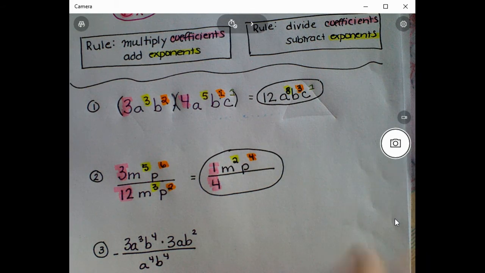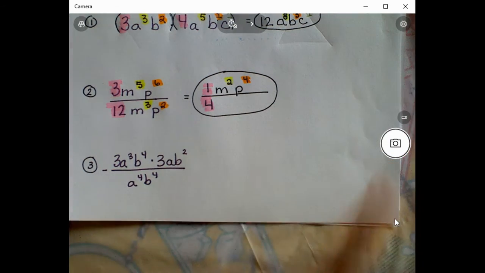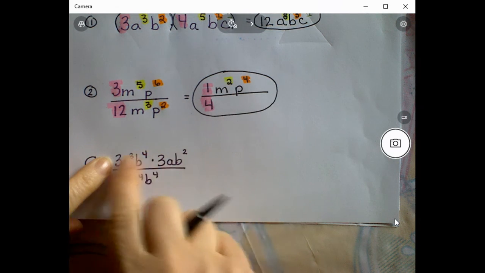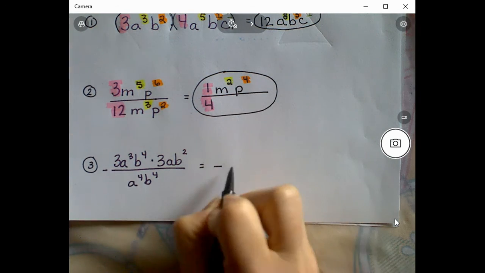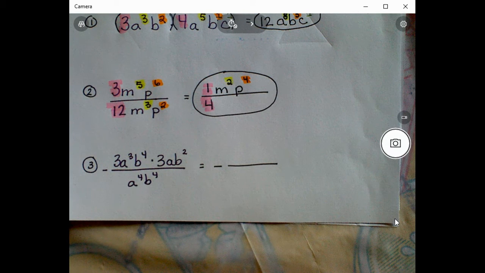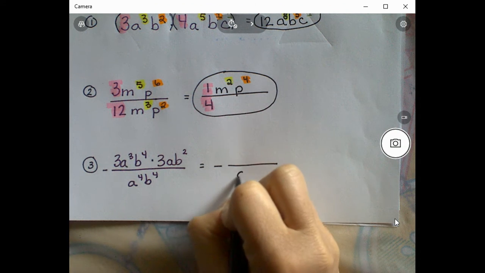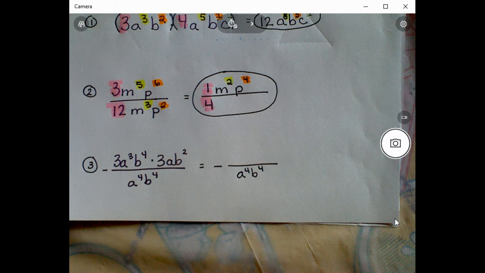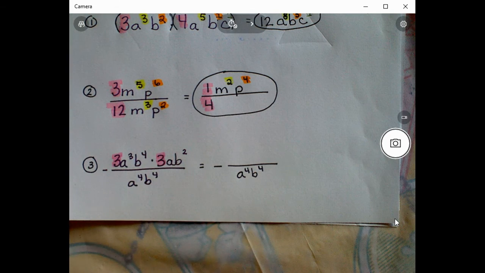All right. And the last one I put on here is a combination of both. So we have some multiplication going on and some division going on. We kind of do this using the order of operations. So we want to simplify the top first, the multiplying. There is a negative out in front, so we're going to carry that through. It's a fraction, so we'll keep the dividing bar. And since we're only going to simplify the top for now, the bottom, the denominator, is going to remain the same. All right, when you multiply, the rule is multiply the coefficients.